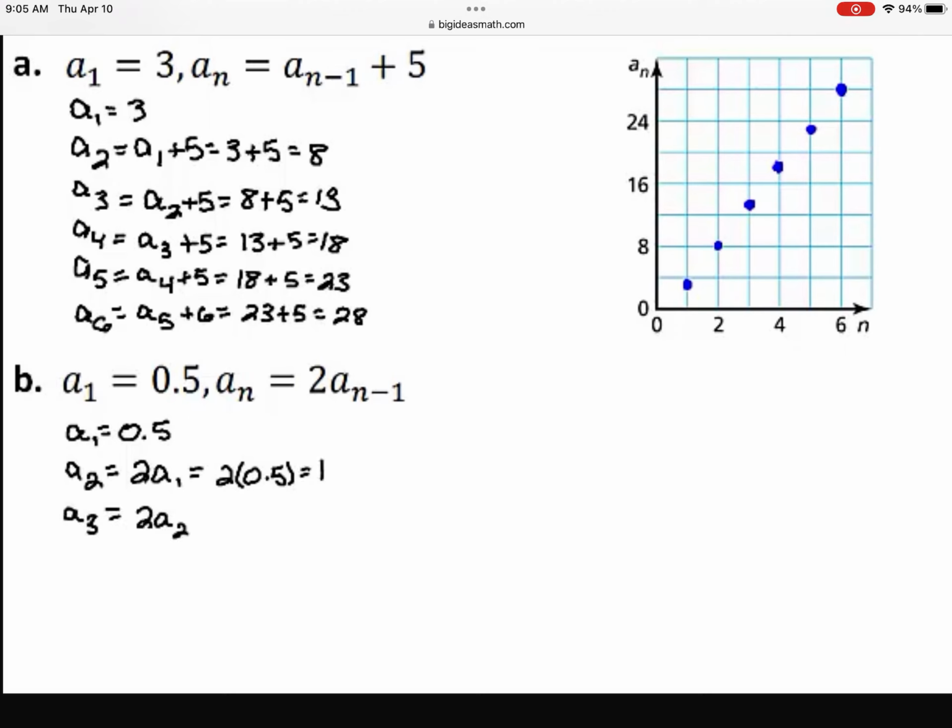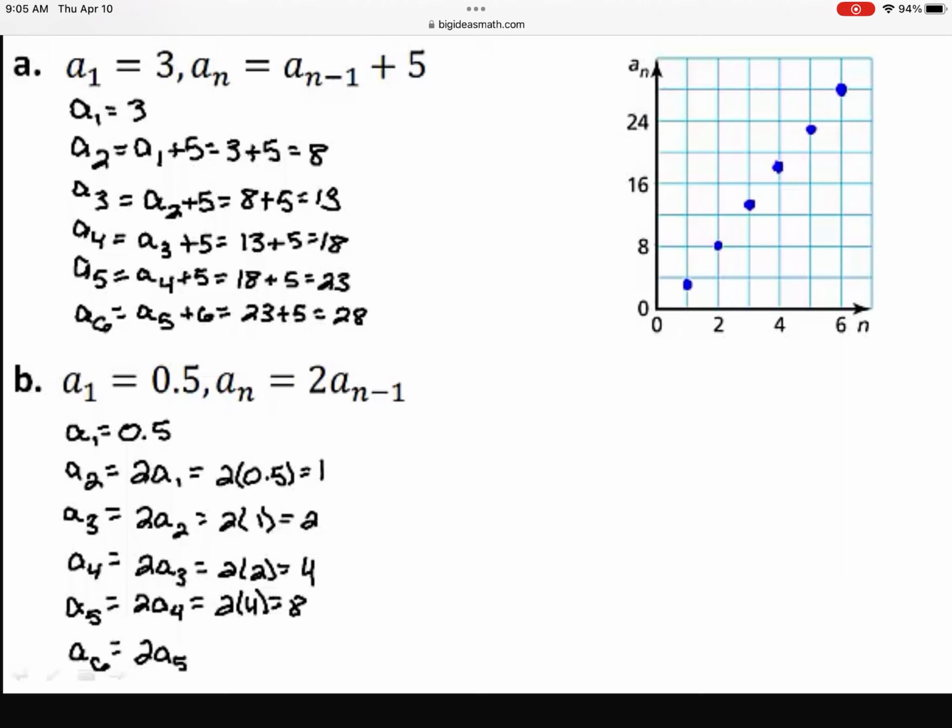A sub 3 equals 2 a sub 2. A sub 2 equals 1, and 2 times 1 equals 2, so a sub 3 equals 2. A sub 4 equals 2 a sub 3. A sub 3 equals 2, and 2 times 2 is 4, so a sub 4 equals 4. A sub 5 equals 2 a sub 4. A sub 4 equals 4, and 2 times 4 is 8, so a sub 5 equals 8.